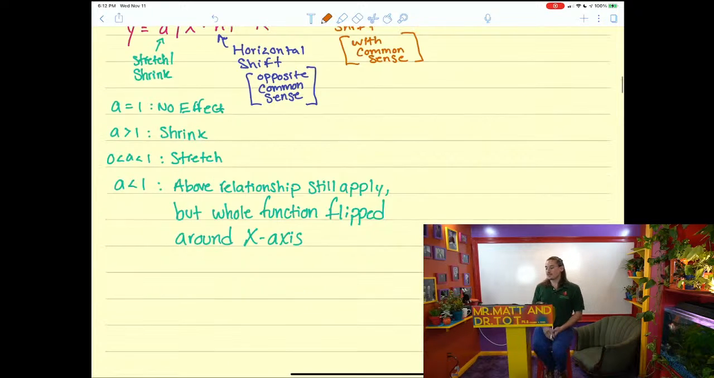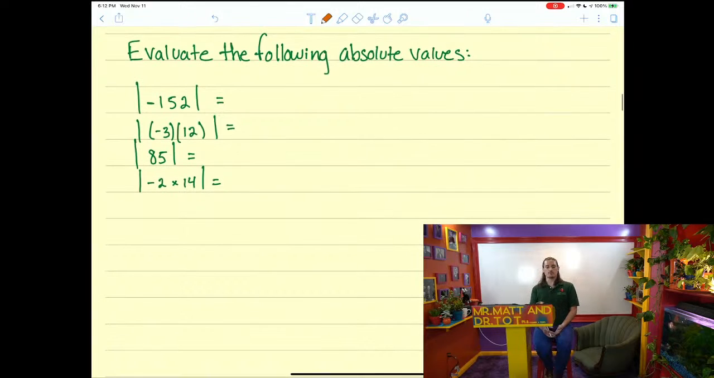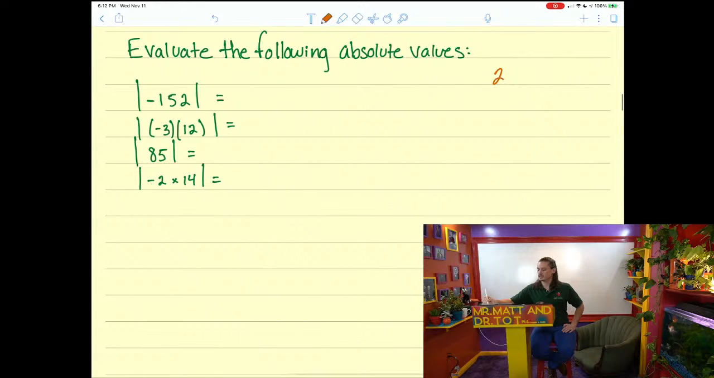First, remember that evaluating absolute values, the practical application is that it just turns everything positive. If it already is positive, then it remains positive. If it's negative, then it turns positive. So I'm going to give you 2 minutes. I'd like you to evaluate the following 4 absolute values. I'll keep track of the time in the upper right-hand corner and update it per minute.